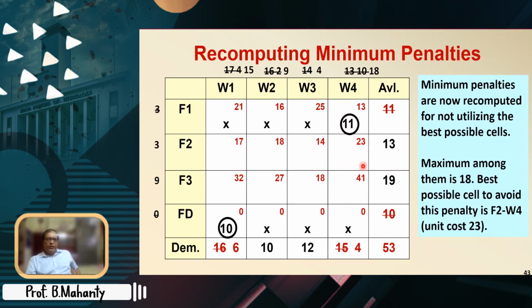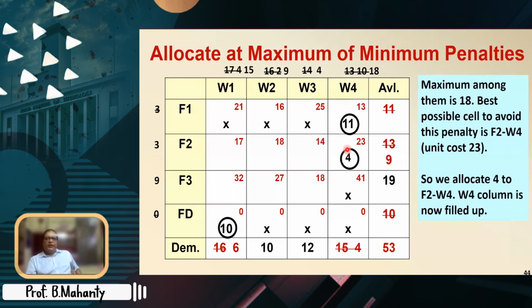So this side is 4 and this side is 13. That means only an entry of 4 is possible at F2W4. So that entry of 4 is made, and therefore now W4 is also exhausted. And because this 4 entry is made, this 13 is changed to 9. All right. So we have only 6 more to be filled up.